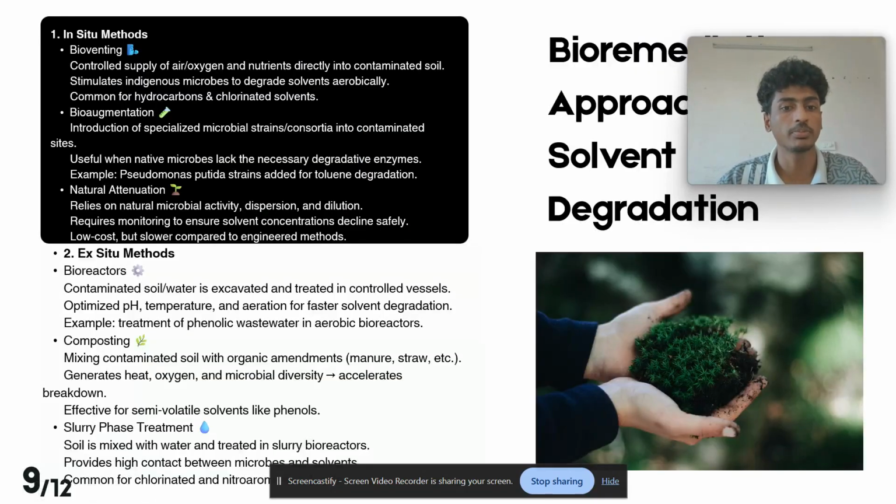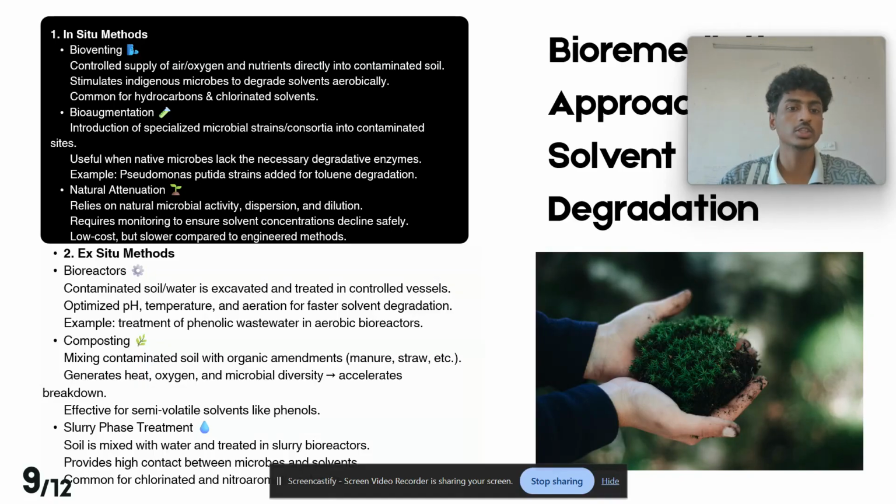So, bioremediation approaches for solvent degradation. Bioremediation strategies are mainly classified into two, namely in situ methods and ex situ methods. In situ methods are the techniques of bioremediation in which bioremediation is done at the site of the pollutant itself, and in ex situ methods the solvents are transported to a particular setup and then they are degraded.